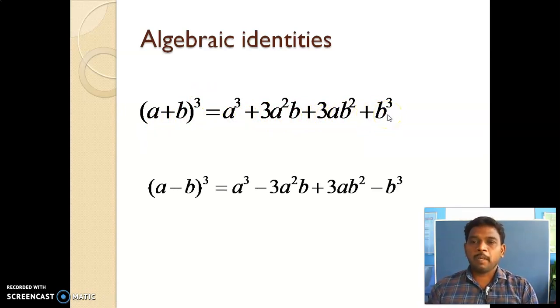And one more formula with a negative sign, that is a minus b whole cube. So the difference is that the first term has plus here and negative here. And similarly the last term is positive here and negative there. Okay, this is the difference between these two. Today we are going to see some problems. How can you factorize those problems with the help of these two identities?